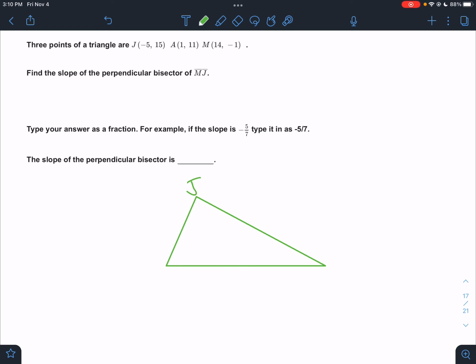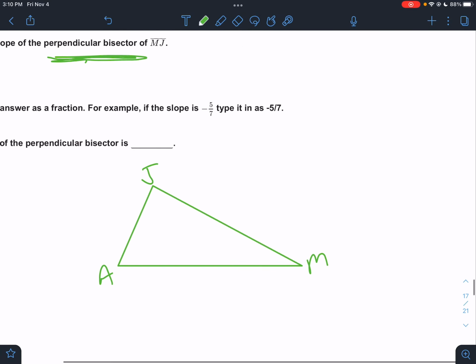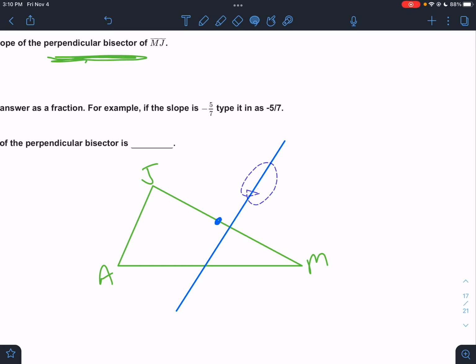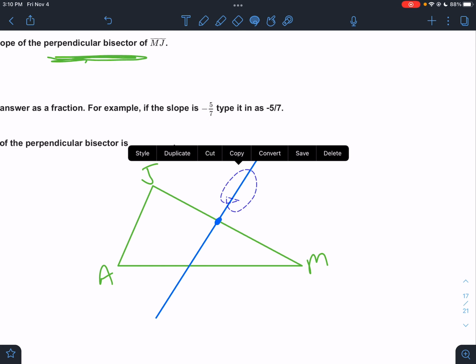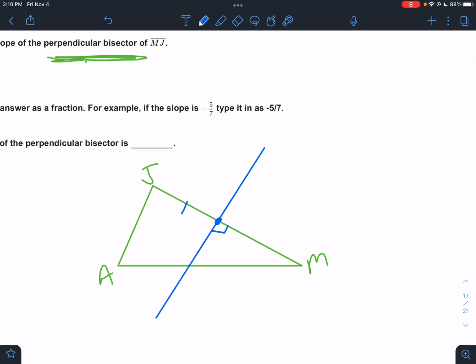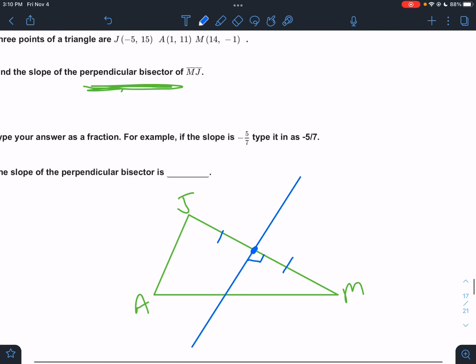But we have triangle JAM again. And this time it's called a perpendicular bisector of the side MJ. So we're going to hit the side MJ at the midpoint. We're going to make a right angle at the midpoint. That's what perpendicular bisectors do. Or we hit the midpoint at a right angle. And we want the slope of that perpendicular bisector.